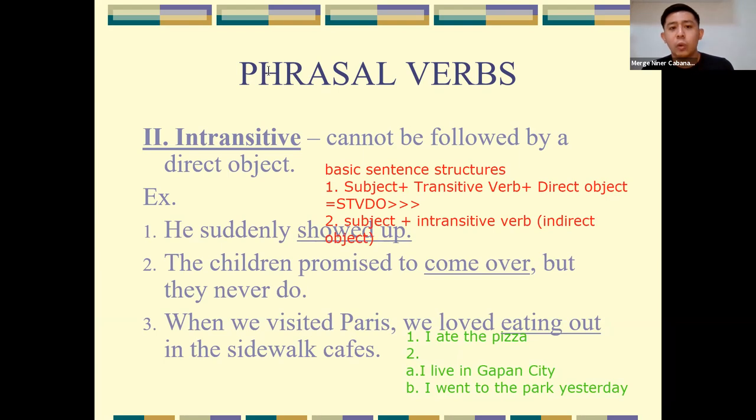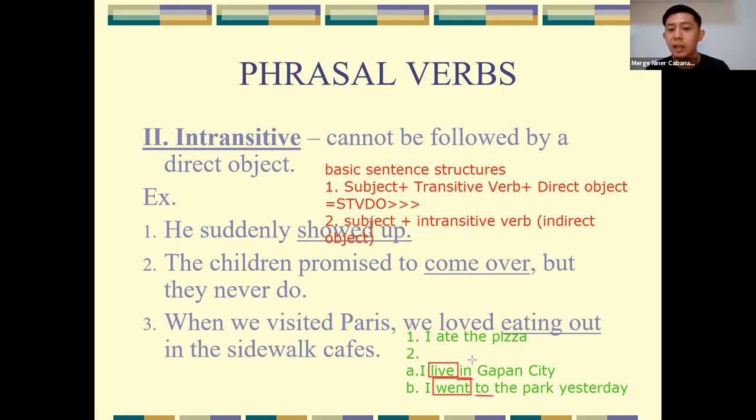So sir, why do you think na ito pong sample mo, all right, na I live in Gapan City at saka I went to the park yesterday, why the two of them are not the same with I ate the pizza? Eh, I, that is your subject. Ate, live, and went. Pare-parehas namang may verb. Tapos pizza, in Gapan City, to the park yesterday. Okay. Now, the problem here is this. I would like to highlight this, all right? Because of the words in and to. Look, the words in and to directly follow your live and went. That makes them intransitive.